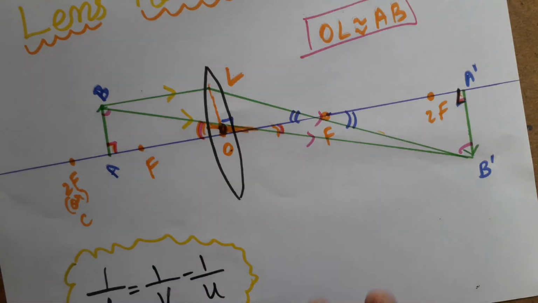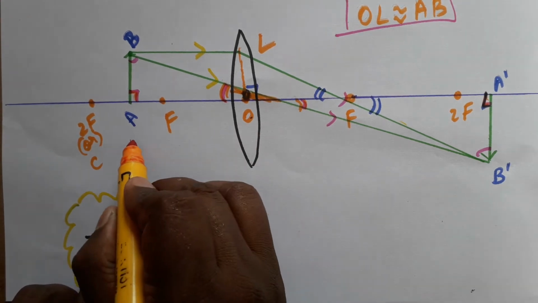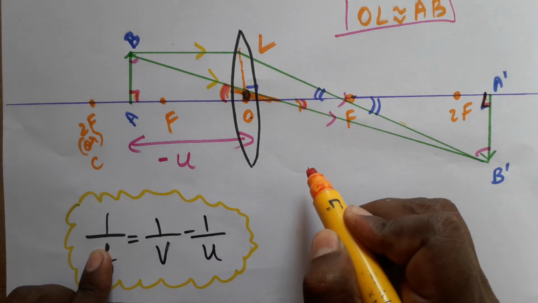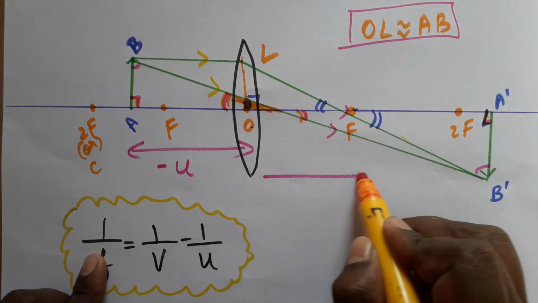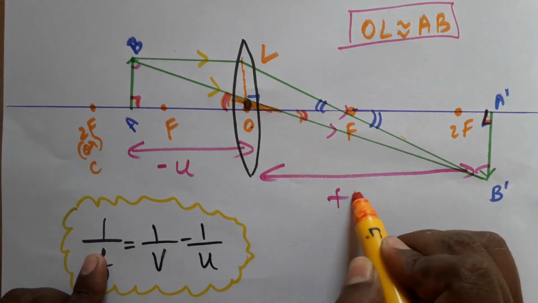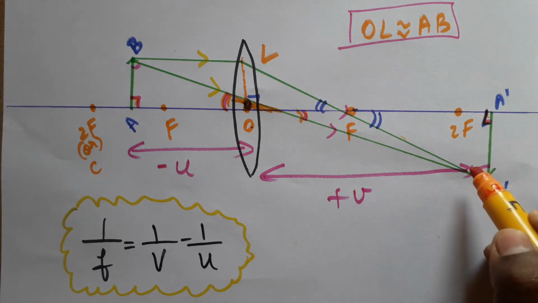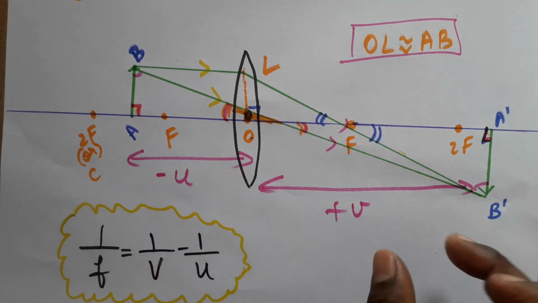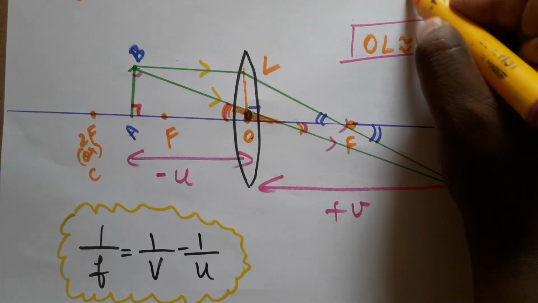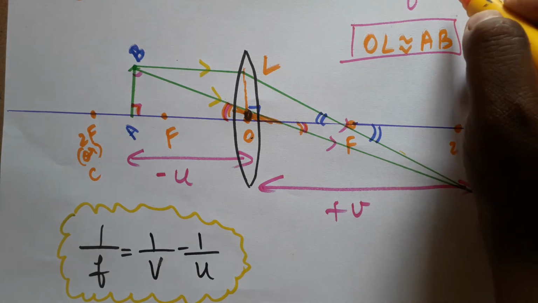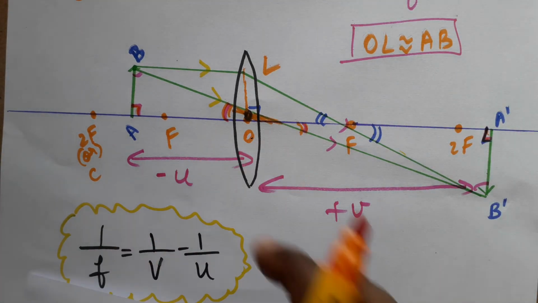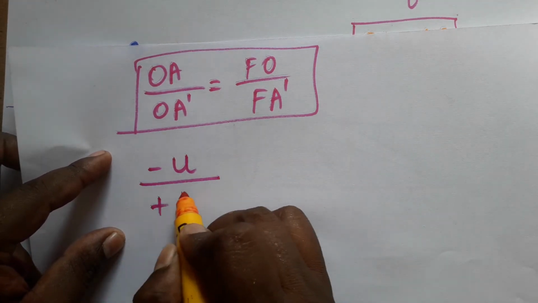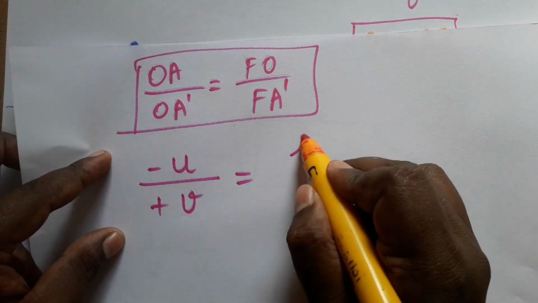OA is the object distance from the lens. We can take it as U. It is on the left side of the lens, so according to the sign convention it is minus. OA dash is plus V because it's on the right side of the lens. Right side of the lens is positive, left side of the lens is negative. U is the object distance, V is the image distance, and the focal length is positive because it's a convex lens. Now OA is equal to minus U, OA dash is plus V, FO is F.